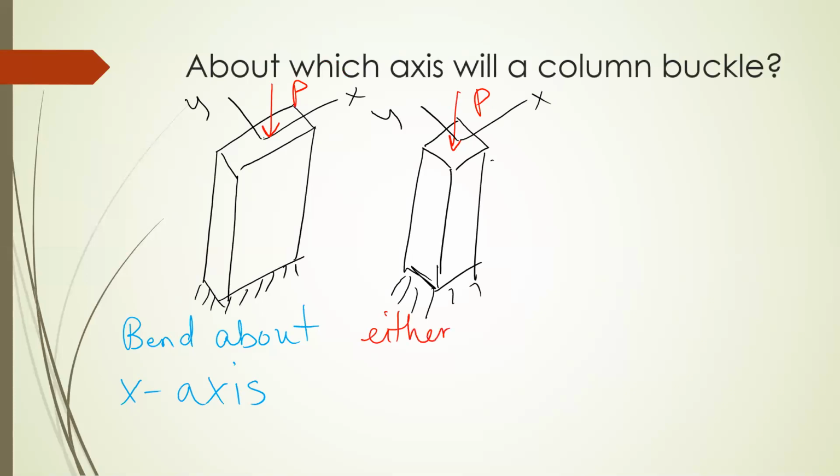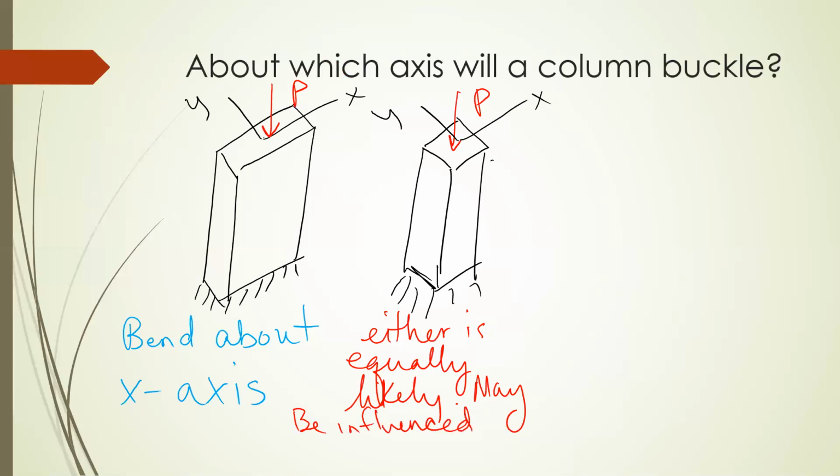So either is equally likely, or it could be influenced by the load. If you don't have your load perfectly centered, that could cause it to deflect one direction. If it's creating a very small moment about one of the axes, that might be enough to influence it to always deflect that way. Could be that the geometry is not quite perfect. They told you it was a 4x4 column, but it's really a 3.98 by 4 column. That could be enough to influence it.